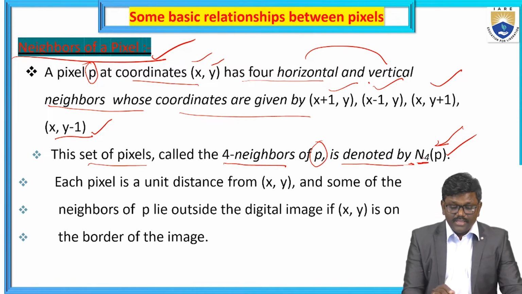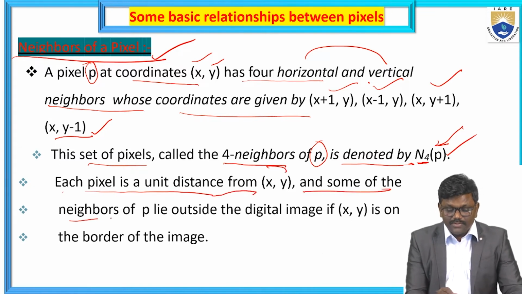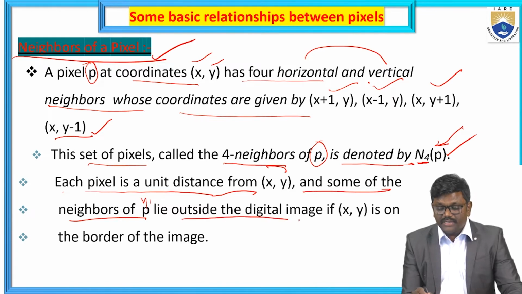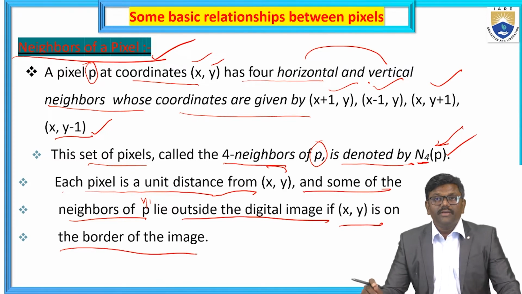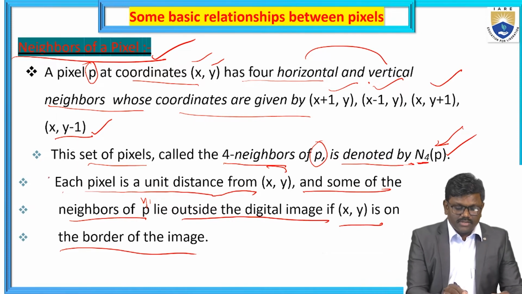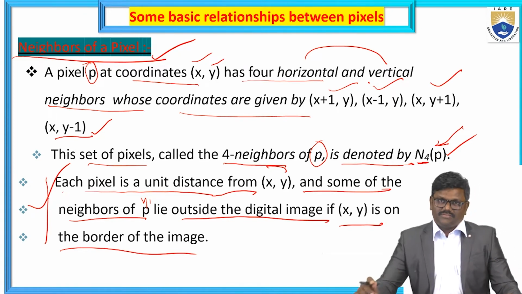4 of P. Each pixel is a unit distance from x comma y, and some of the neighbors of the pixel P lie outside the digital image if x comma y is on the border of an image. So we can understand this. The simple description here is that it shows the relationships of the pixels.